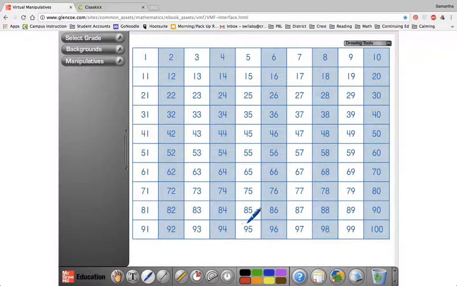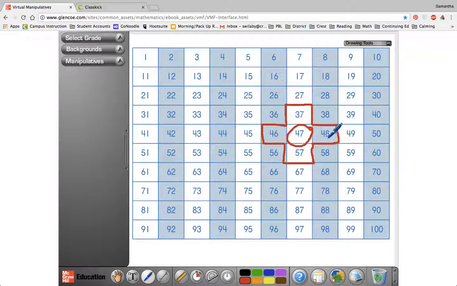Let's say I want to look at the number 47. So first I'm going to find 47 on the hundreds chart. And then I'm going to look at the ones around it. So one more would be over here. One less would be to the left. 10 more would be right below. And 10 less would be right above. You see it kind of makes a cross or a plus on the hundreds chart. It's an easy way to see those numbers that are immediately around it: one more, one less, 10 more, 10 less.